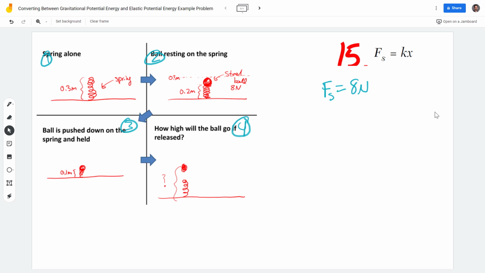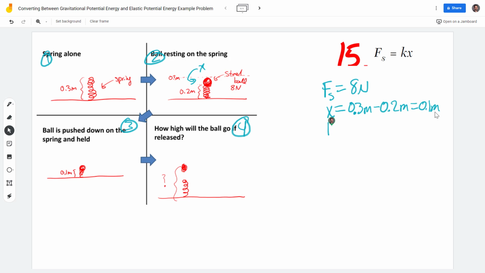What is x? x is how far the spring is compressed. The spring, when it's at rest, is at 0.3 meters, and when it's compressed, it's at 0.2 meters. So the compression is actually the difference between those: it's 0.1 meter, right? This is x right there.